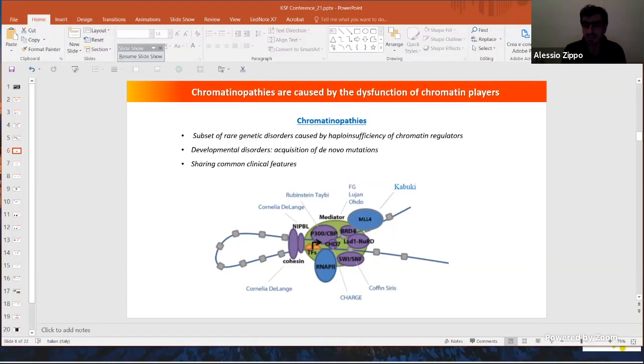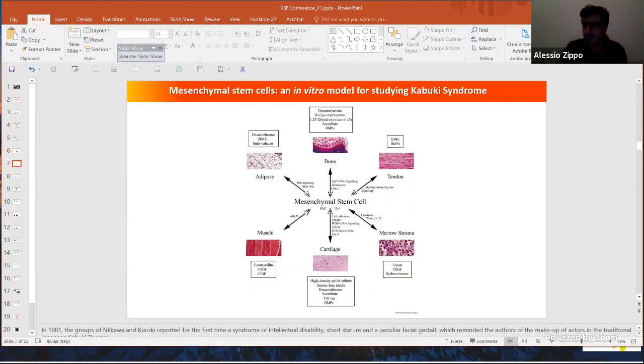Now, in this picture, you can see the results of this haploinsufficiency causing the alteration of multiple chromatin regulators, which are highlighted here. And as you can see, they are playing a crosstalk between each other. So they are communicating somehow, regulating the chromatin state. And so starting from this concept, we thought that maybe we could try to envision the role of these chromatin regulators using different biological systems.